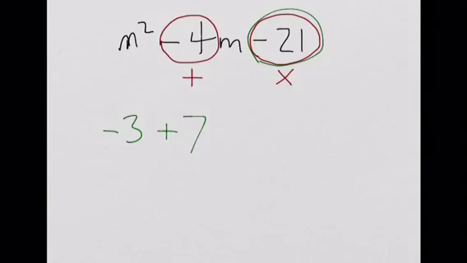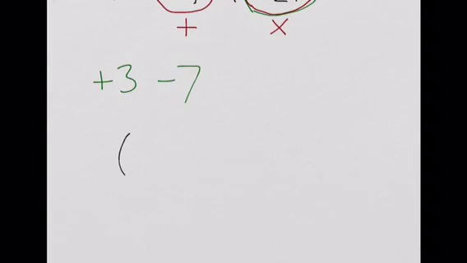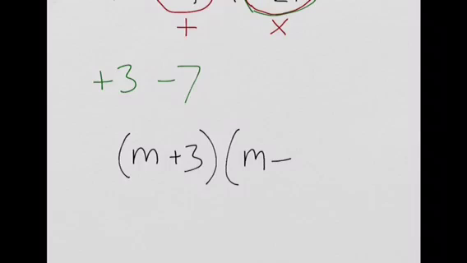But is there a way that we can work with their signs to get negative 4? Well, negative 3 plus 7 gives us positive 4. But if we switch them around and make it positive 3 and negative 7, well, that actually gives us negative 4. Positive 3 times negative 7 gives us negative 21, and positive 3 minus 7 gives us negative 4. So there we have it. We've solved that one. We have m plus 3 and m minus 7.